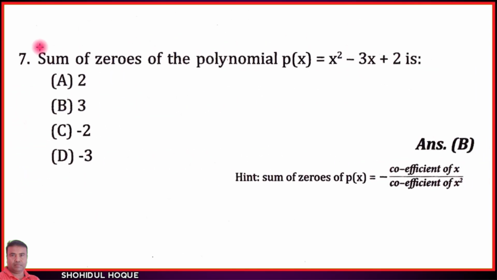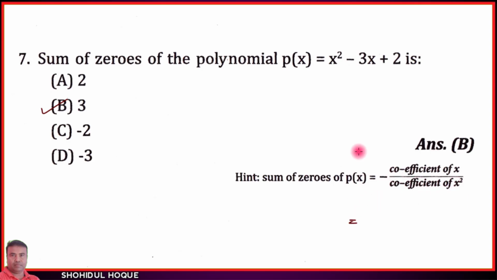Alright. Next, question number 7. Sum of zeros of the polynomial p(x) = x square minus 3x plus 2 is option A 2, option B 3, option C minus 2, option D minus 3. Correct option B, 3. How? We have to find out using this formula. That formula is minus coefficient of x divided by coefficient of x square.